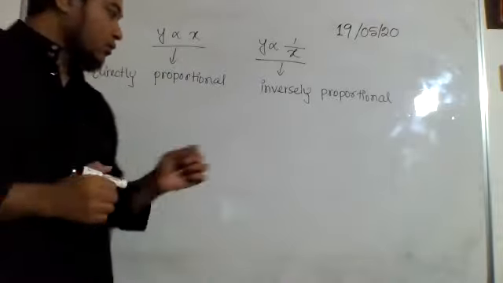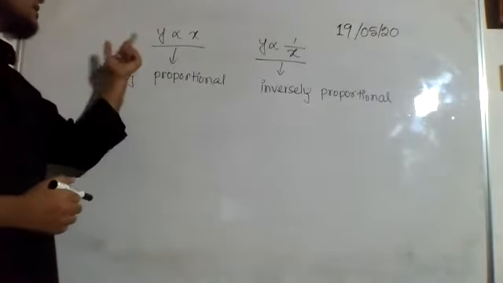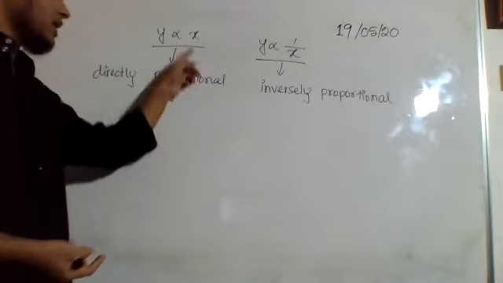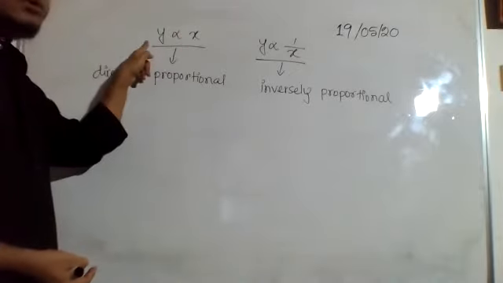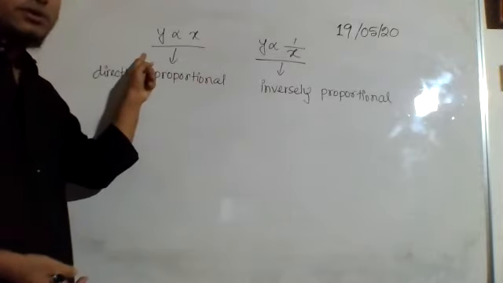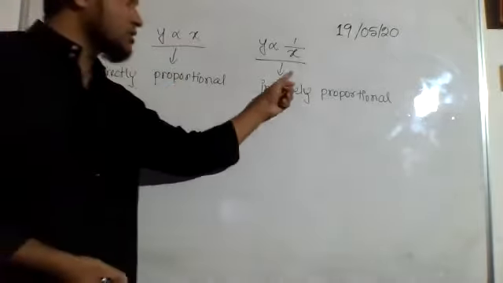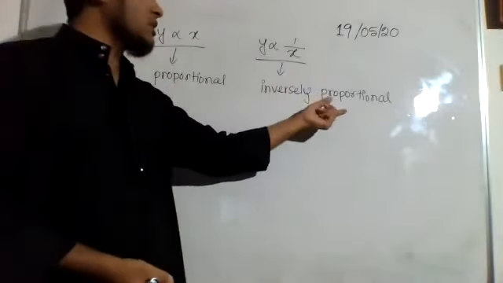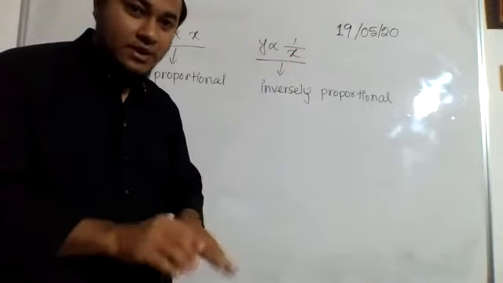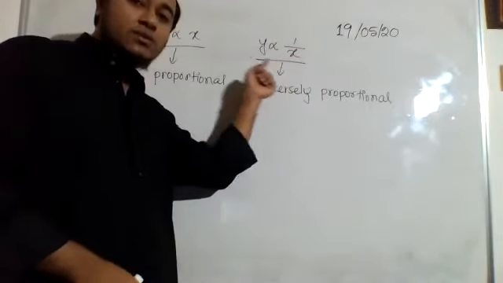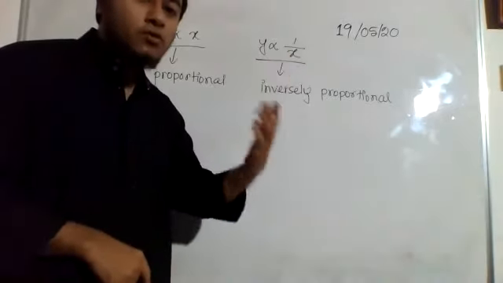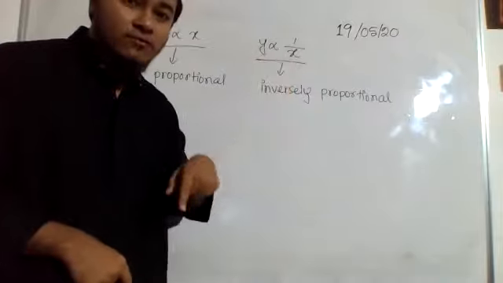Now what is the difference between these two types of relation? Let us try to know. Whenever I say that y is directly proportional to x, that means if I double the amount of x, y will also be doubled. Inversely proportional means if I double the amount of x, y will be halved. If I triple the amount of x, y will become one third. If I make x four times, y will become one fourth.